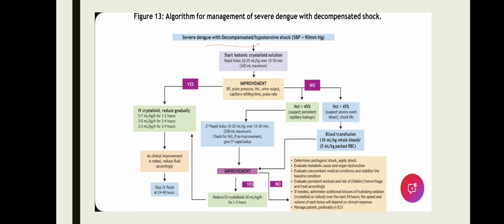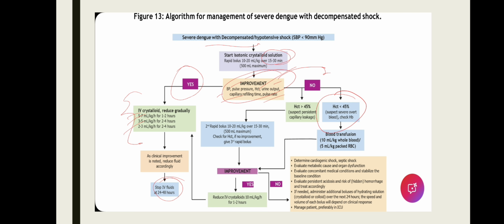In decompensated shock, we have to give a rapid bolus within 15 to 30 minutes. If there is improvement of the vital parameters, that means BP, pulse pressure, urine output, capillary fill time, pulse rate, and the laboratory parameter hematocrit is decreasing, then improvement is seen and the fluid rate is decreased to 5 to 7 ml, then 3 to 5 ml, then 3 ml, and we treat accordingly for 24 to 48 hours.